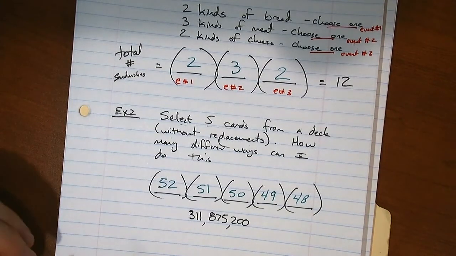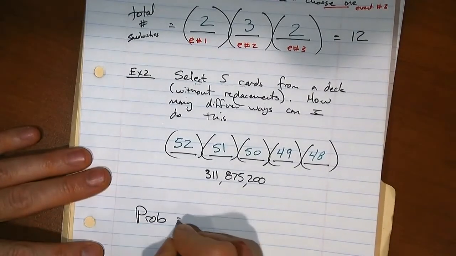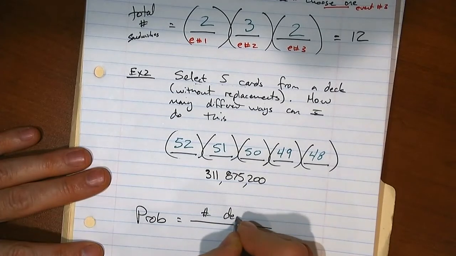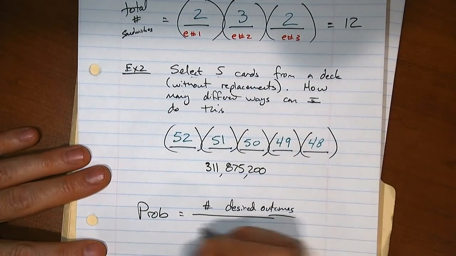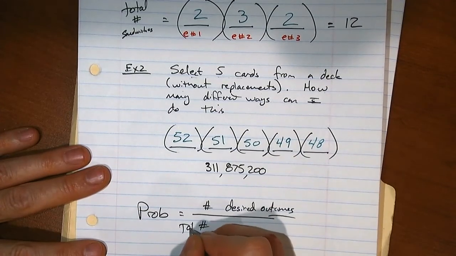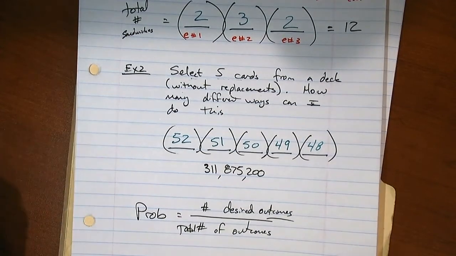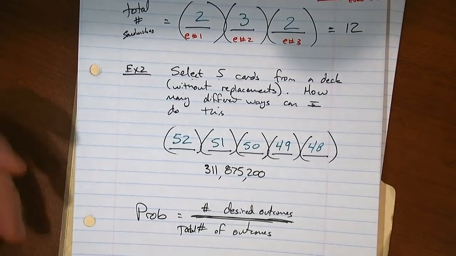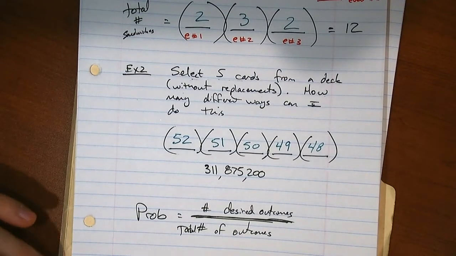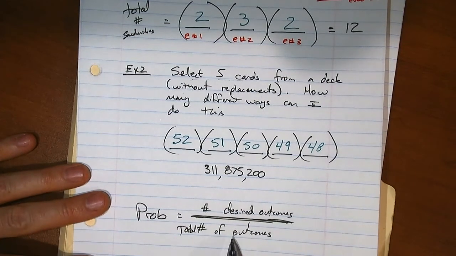But if the question asks you to find a probability, remember, now you have to get two numbers: one for the top of your fraction and one for the bottom. Number of desirable outcomes divided by total number of outcomes. One thing to make sure you're clear on, and there will be later examples and videos with this, is that just because you use the fundamental counting principle for one doesn't necessarily mean that you'll use it for the other.